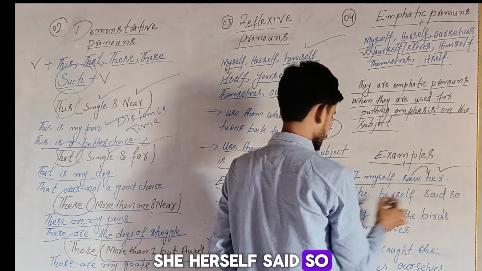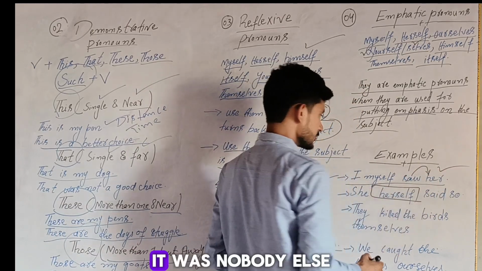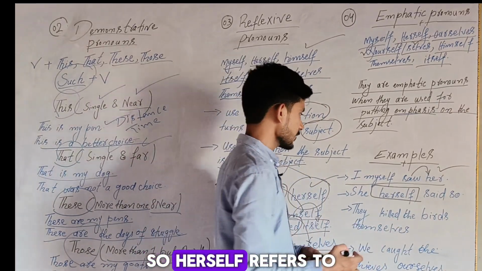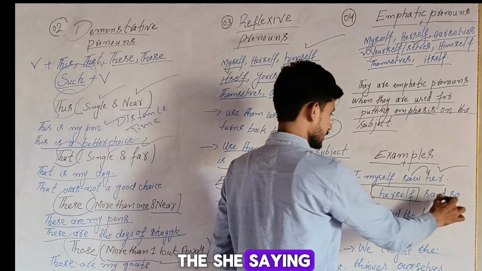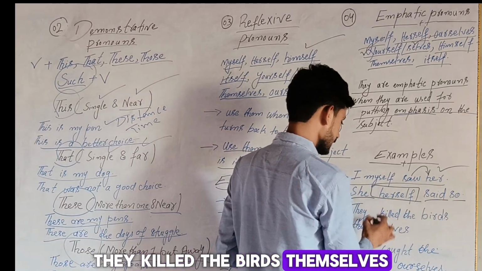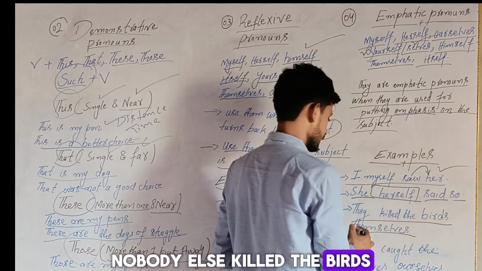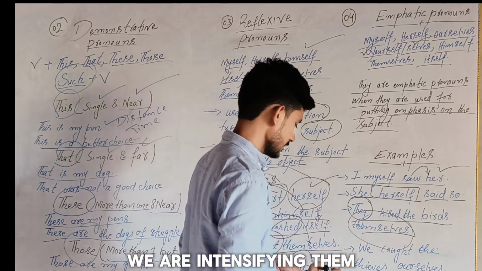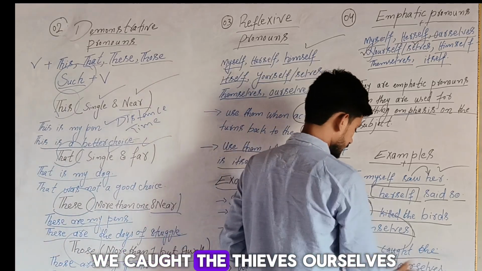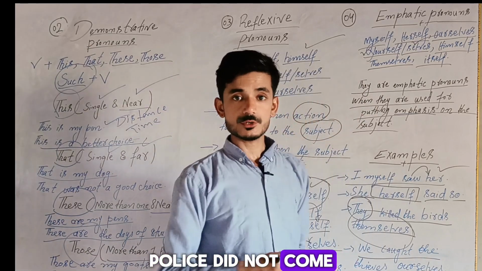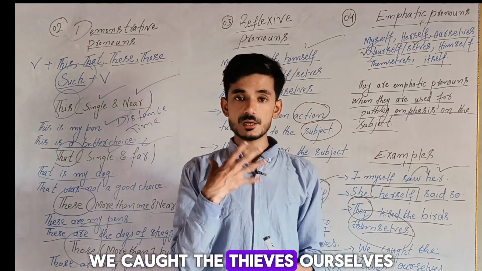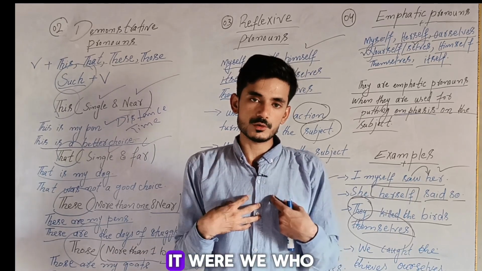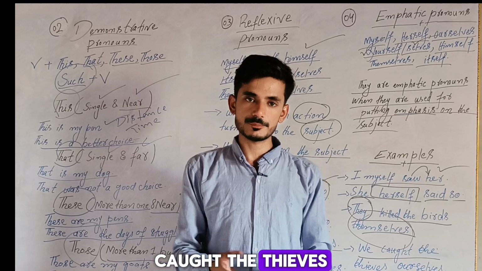She herself said so. It was nobody else who said so, but she herself said so. So herself refers to the she saying. They killed the birds themselves. Nobody else killed the birds, but they themselves killed the birds. We are intensifying them. We caught the thieves ourselves. Police did not come to help us. We are emphasizing that it was we who caught the thieves.